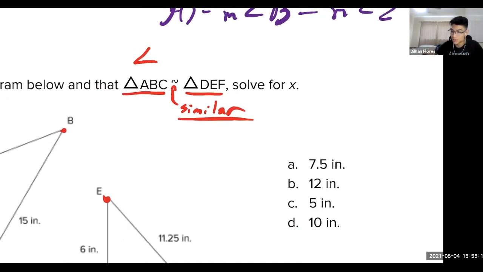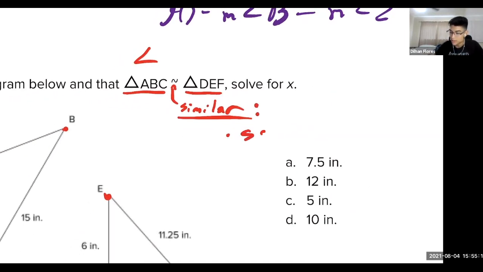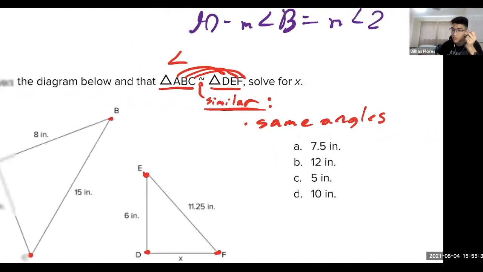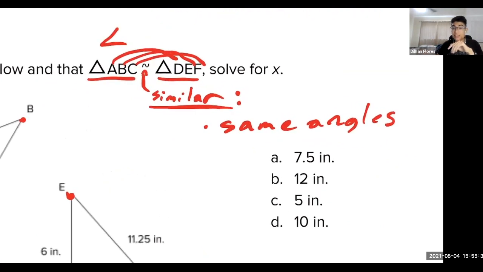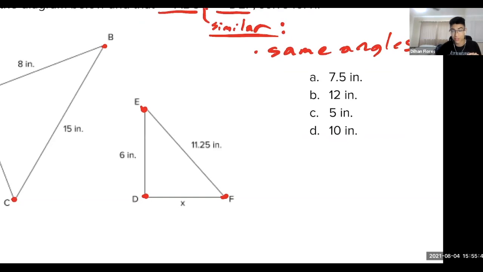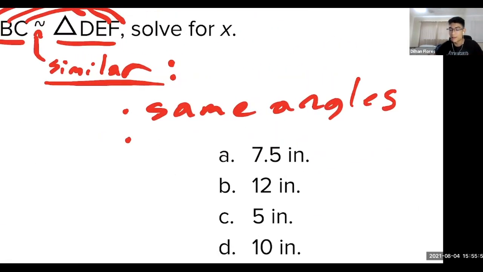What does that mean? Similar means same angles. And by same angles, I mean each angle in the first triangle corresponds to the angle on the second triangle. So A is equal to D, B is equal to E, and C is equal to F. Okay, that's what I mean by that. So same angles in the triangles. All right, again, does not mean that all these angles are the same. Nope, different thing, something else. It's going to be each of the corresponding angles are the same. Okay, so same angles and proportional sides.